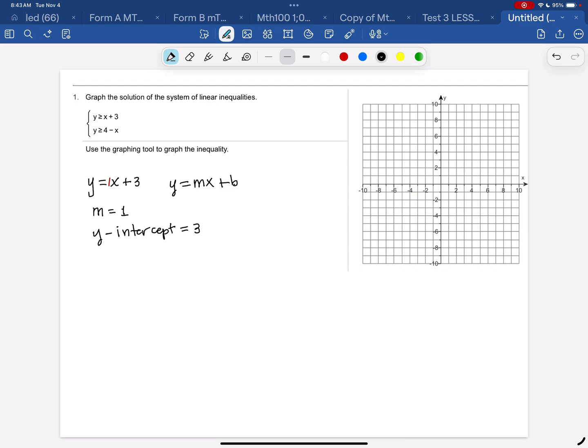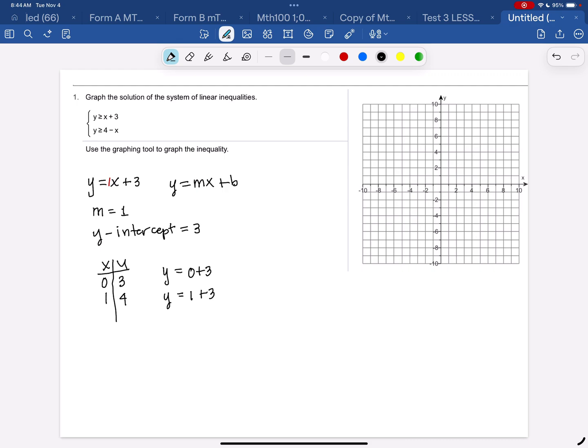Now, you could also find points on the line. So, for example, I could pick x to be 0 and 1, and then I could say y is 0 plus 3, which is 3. y is 1 plus 3, which is 4, and you could plot those 2 points. So you don't have to do the slope-intercept form, but it is a way to graph a line.